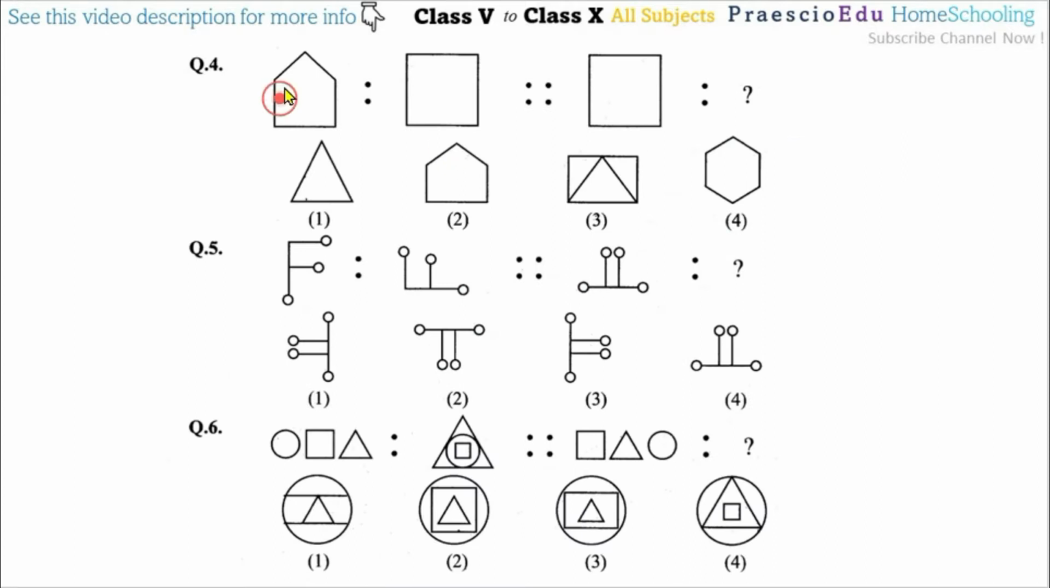Now here the pentagon, so one side is reduced, it becomes the square. Now from this one, 4 sides are here, so it will reduce to 3 sides, means option number 1, triangle, should be there.